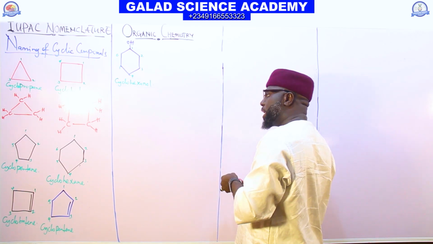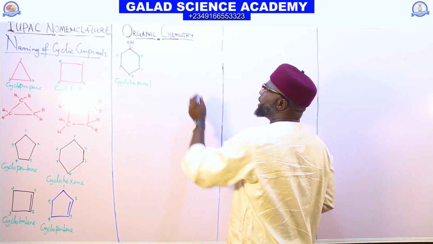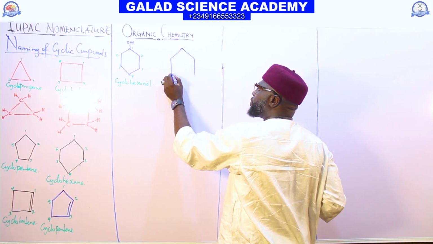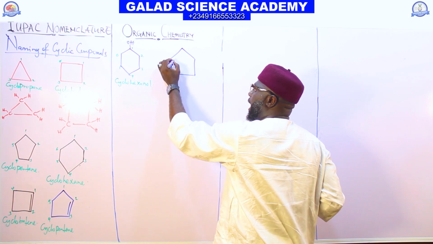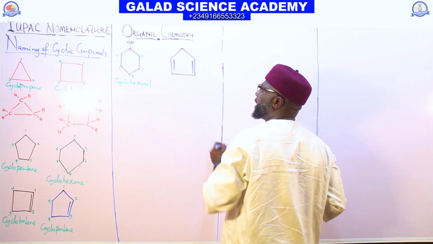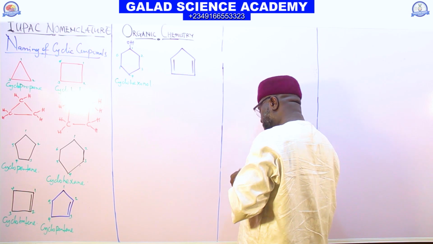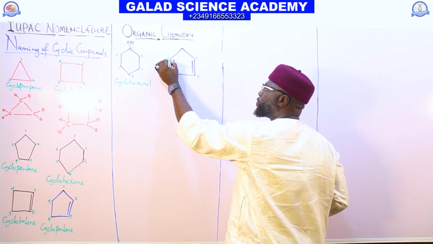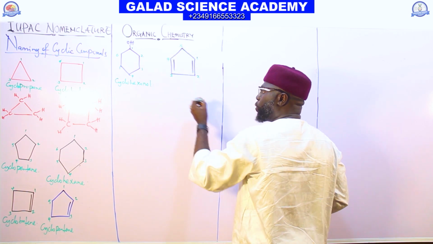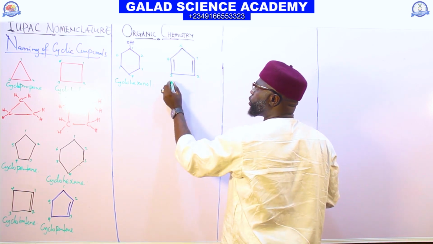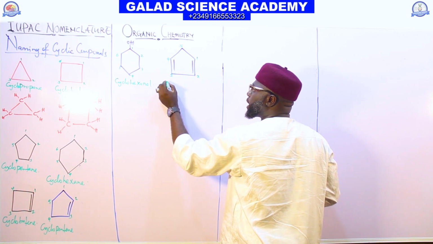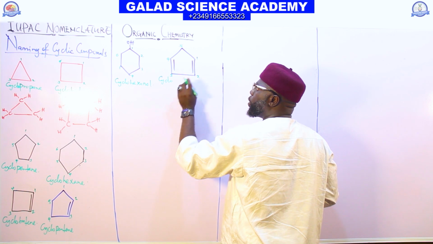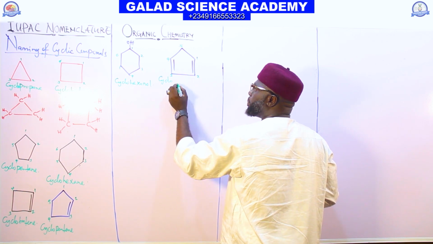Okay, if I give you another compound in this form that has 5, and I have a double bond here, and a double bond here. So if you name it like this, 1, 2, 3, 4, 5. What will be the name now? You call it what? Cyclopentadiene.